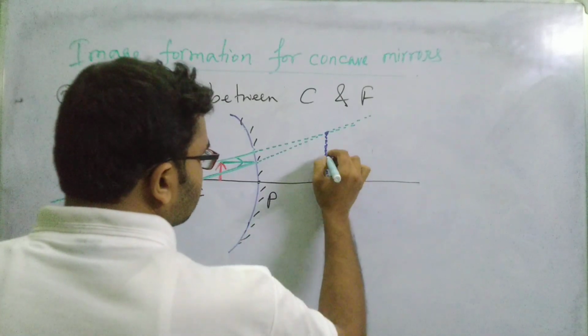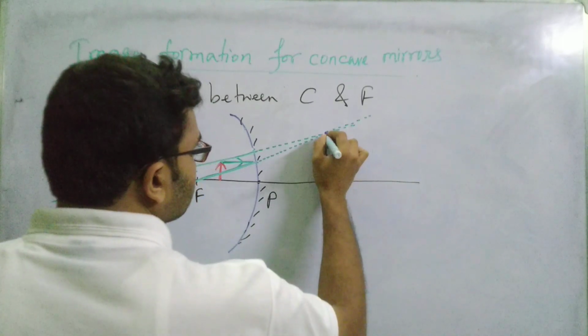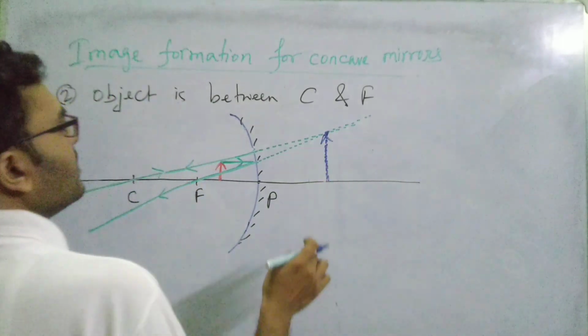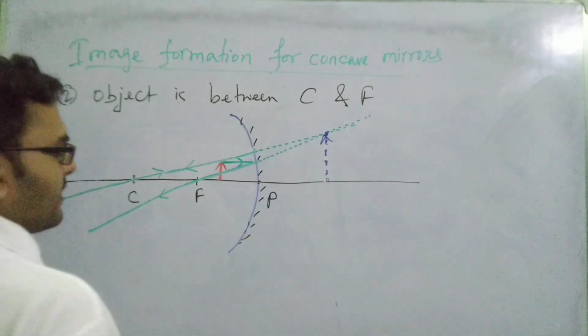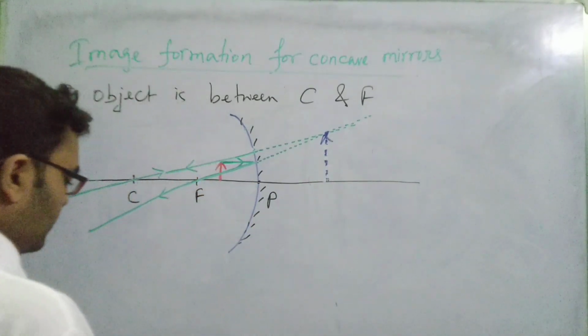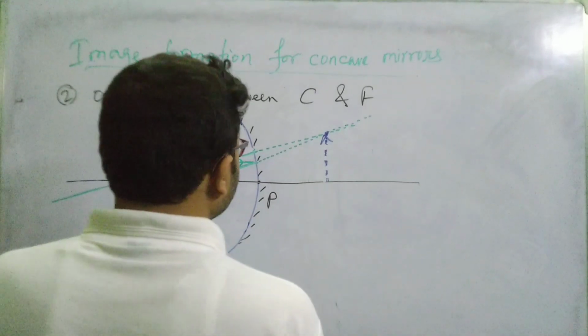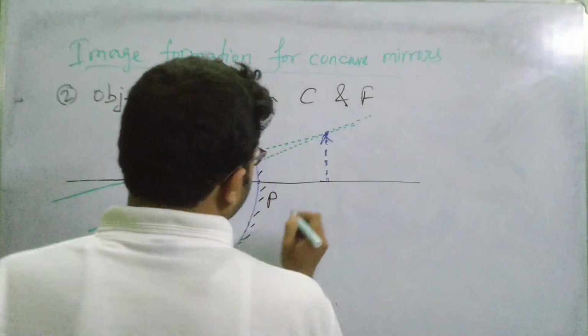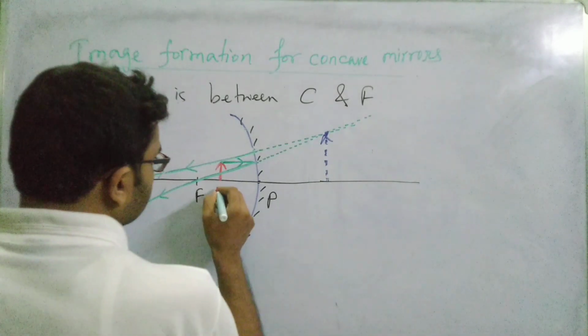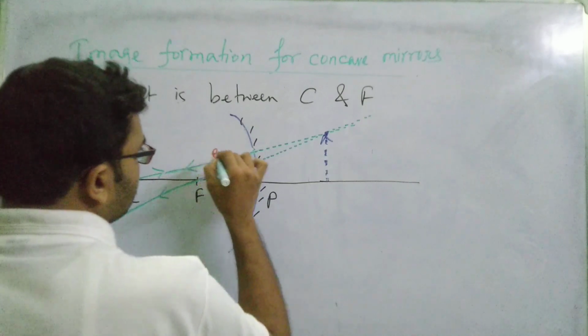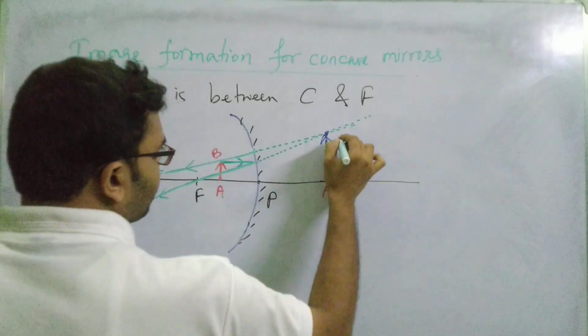It is not formed by the actual intersection of the reflected rays. Rather, it is formed when the reflected rays are traced back on the back side of the mirror. In that case, the reflected rays appear to be meeting at this point. This is the image formation when the object is kept between the pole and the focus. Say the object is AB, the image is A dash B dash.